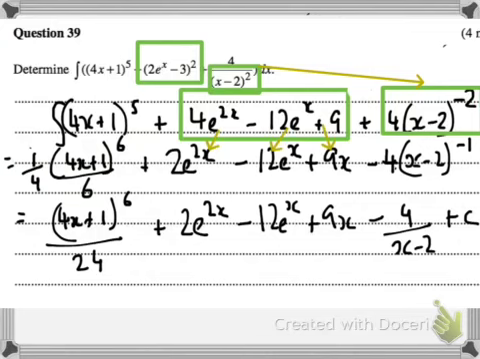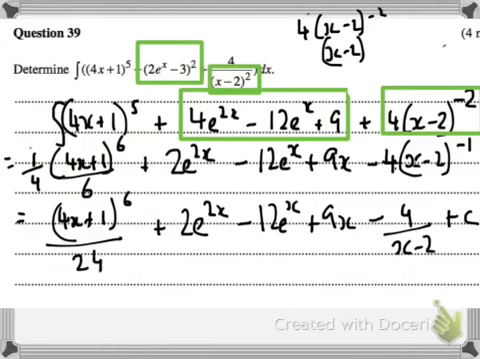Okay, now the last one. I might spend a bit of time on this one here, just get rid of my arrows and things. So we've got 4(x - 2) to the power of negative 2. What we've got to do here is raise the bracket by 1, so (x - 2) to the power of negative 2 becomes negative 1, and we divide by that same power, so we get 4 over negative 1.